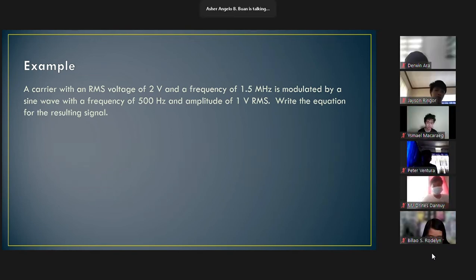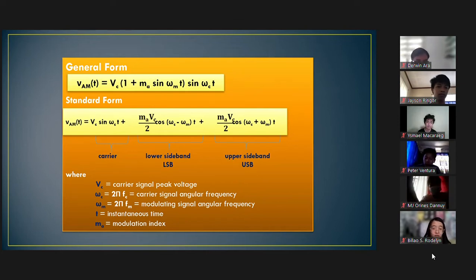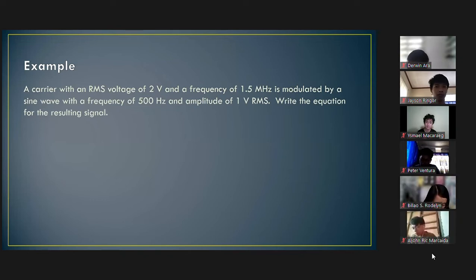Sir, pag ganito anong form? General or yung standard? Hindi nakalagay. Mas maganda kahit i-general nyo na lang. In general na lang. Dapat general dyan. Mas mapapansin mo naman ang choices.